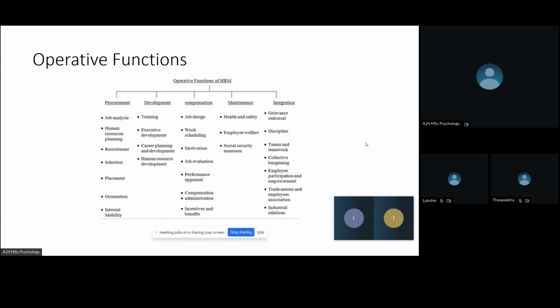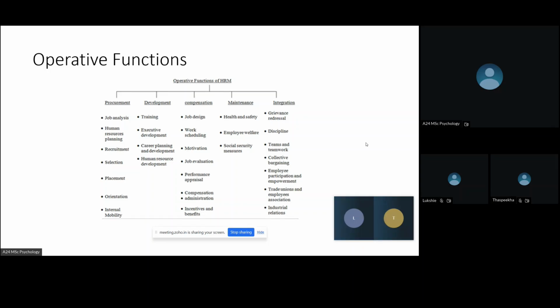Till yesterday's class, we would have seen until managerial functions of human resources management. In today's class, we are going to continue with the operative functions, and then also cover lessons 3 and 4, which are very simple lessons. So operative functions has a major classification. It is classified into 5 different functions, which are procurement, development, compensation, maintenance, and integration. And under each one of them, we have many subtopics as shown in this screen.